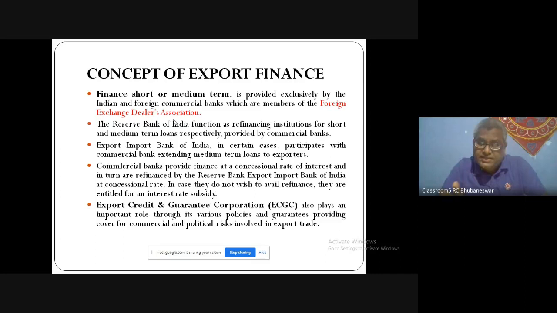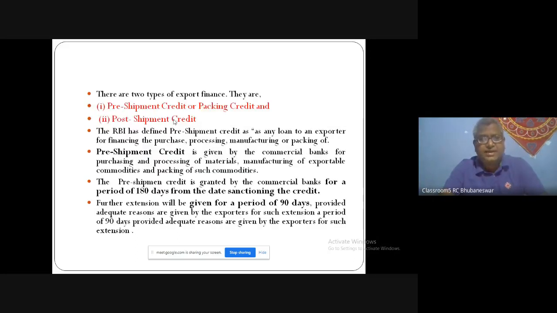Another important organization is called ECGC. ECGC means Export Credit and Guarantee Corporation. It provides various policies and various types of guarantees, giving cover for commercial as well as risky exposures like political exposure involved with export trade. My dear students, from your examination point of view, one question always comes in the assignment: what is ECGC and how does it deal with export finance?